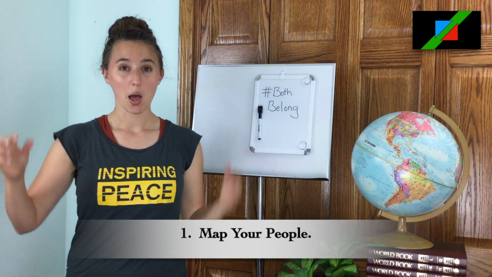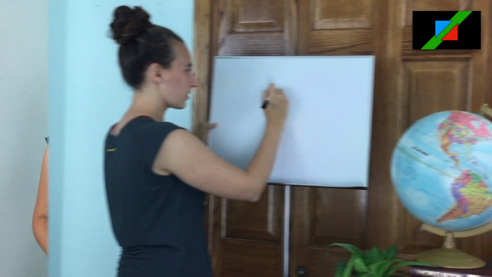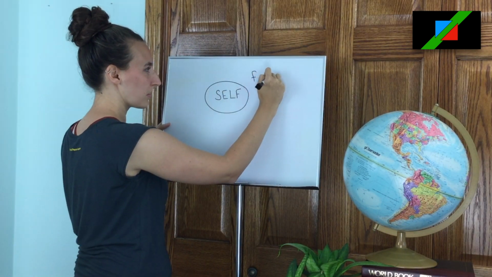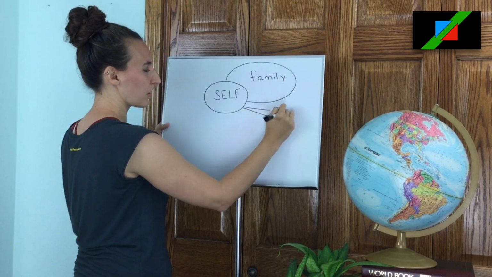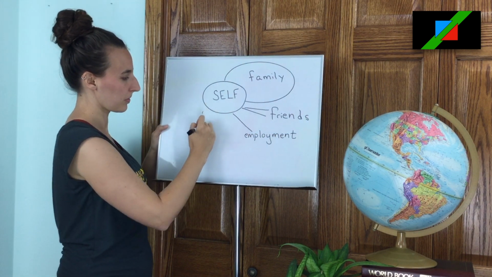All you need is a piece of paper and a pencil. Step 1, map your people. Make a list of your closest friends and affiliates. So you could include yourself and then your family members, friends, maybe people from your place of employment, maybe any community organizations you're part of.